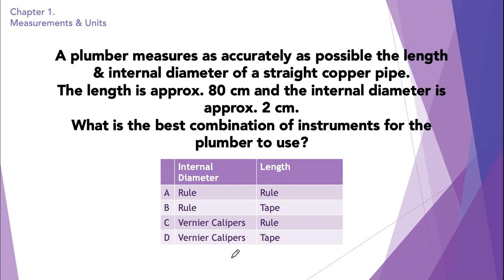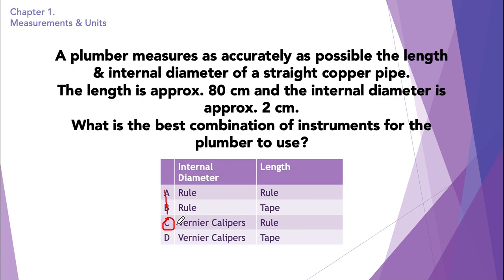So the right answer is C. Okay, this is the correct answer because of course the internal diameter of a pipe cannot be measured using a rule. So these two options are cancelled obviously because they have internal diameter which is being measured with the rule. This is not correct. Only the Vernier calipers can measure the internal diameter with its jaws.